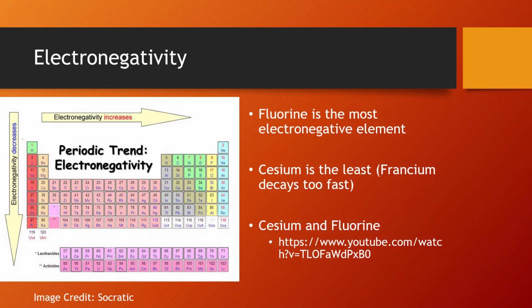Now, opposite ionization energy is electronegativity. How much they want to take on more electrons. So fluorine now is the most electronegative element. It really wants an extra electron, and it's not going to give up the electrons it does have. Cesium is the least electronegative element because it wants to give away its electrons. Now, what happens if you were to make cesium and fluorine react? I've got this little video.